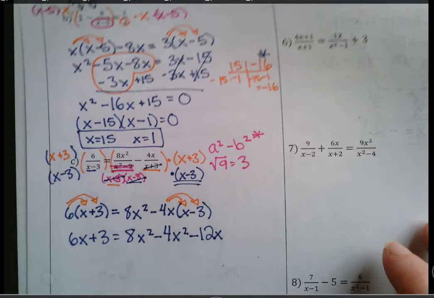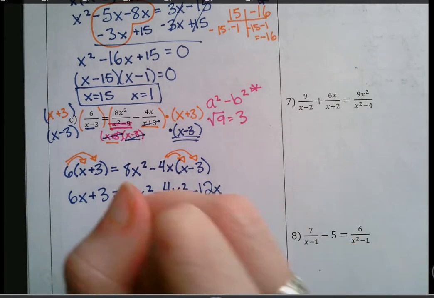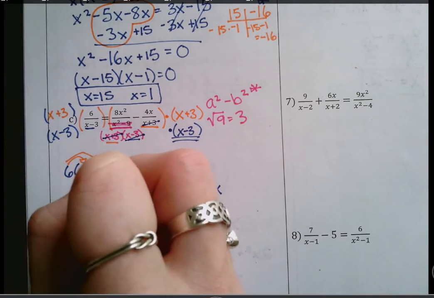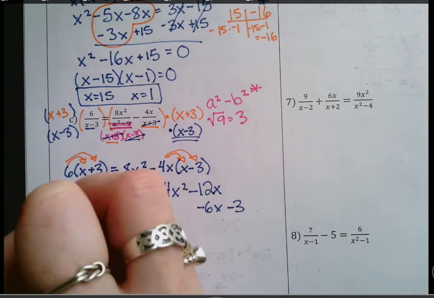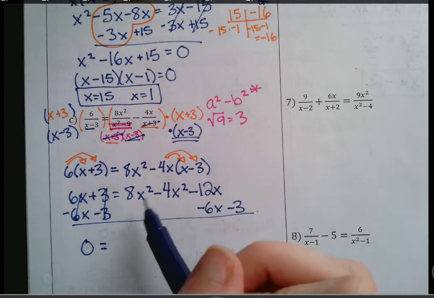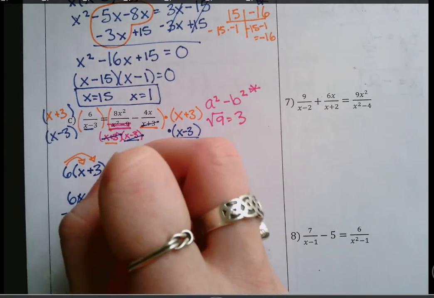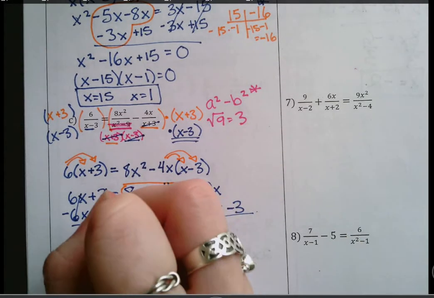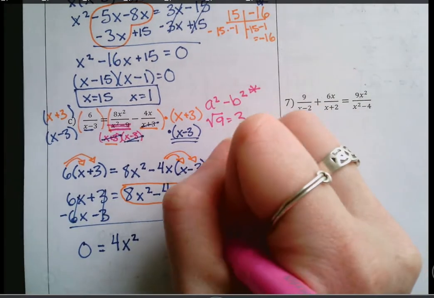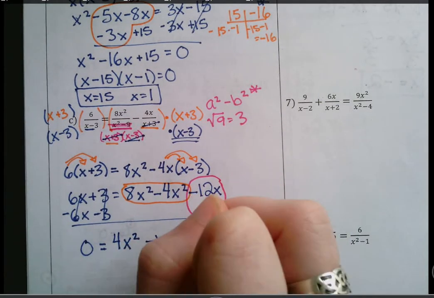First step, get this equal to 0. So what I'm going to do here is subtract this 6x to the other side, and I'm going to subtract the 3. Cancels, 0 is going to be equal to, well I can combine my like terms here, so I have 2 terms with an x squared on it. Those can combine here. I have a 4x squared then. Next I have the terms with x on it. That's going to be a negative 18x minus 3.